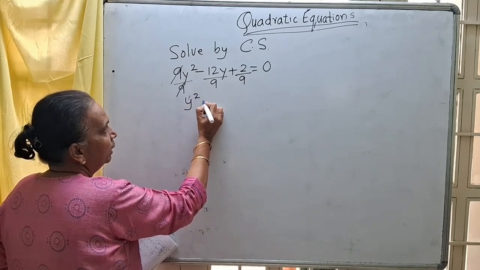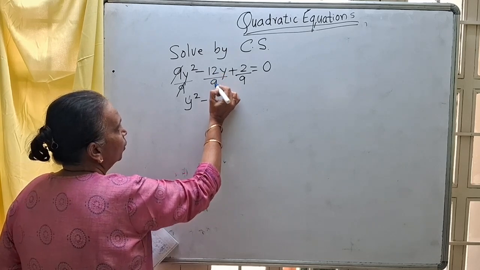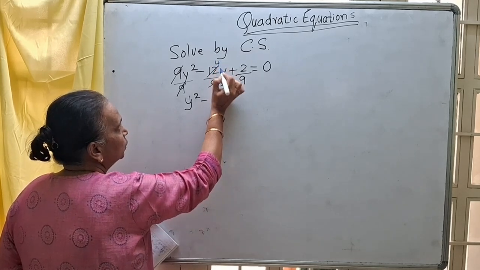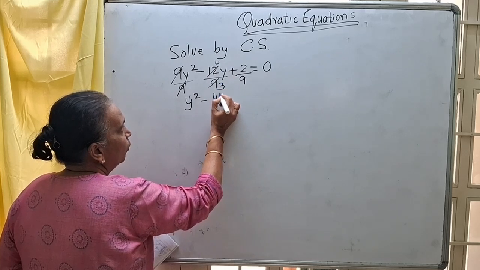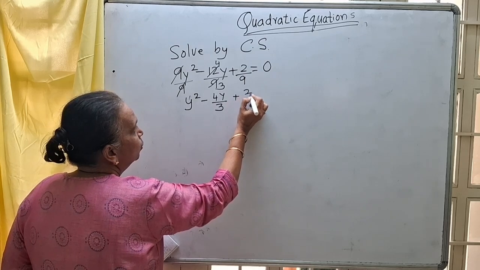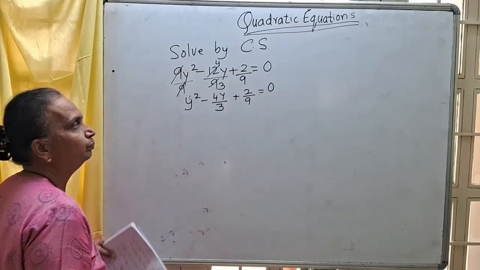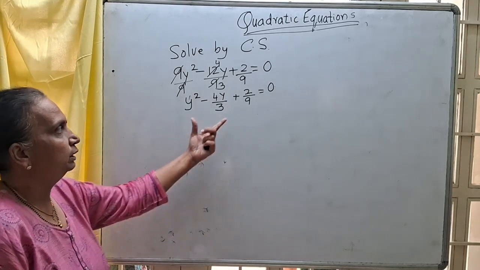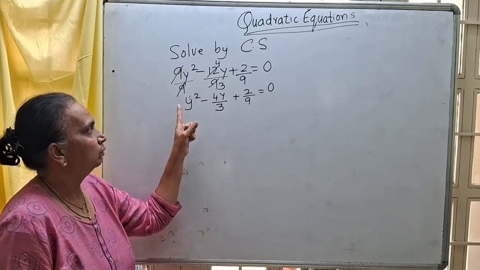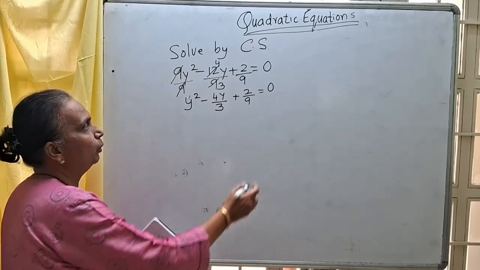I will get y square minus, you can simplify this or you can keep it as it is. If you want to simplify, you can. 3 3s are 9, 3 4s are 12. So here you are getting 4y upon 3 plus 2 upon 9 is equal to 0. Now this is like your last lecture's equation, with coefficient 1. Again the same thing we have to follow.